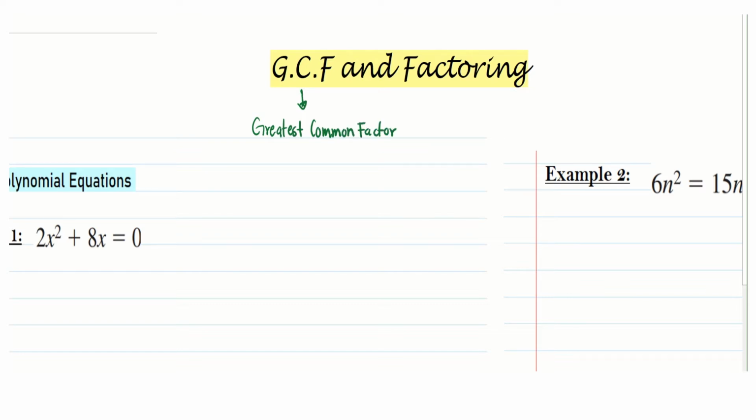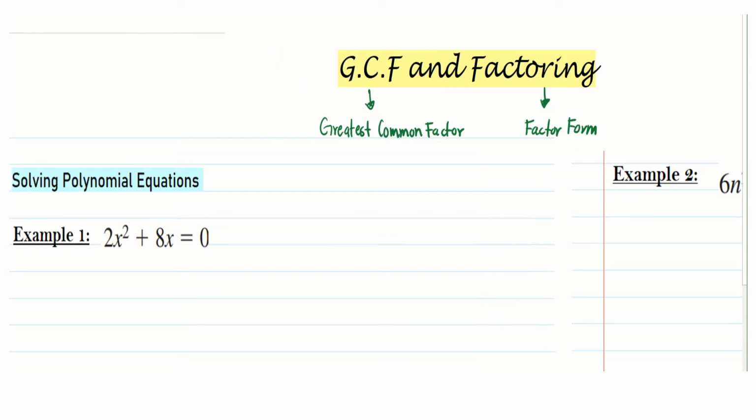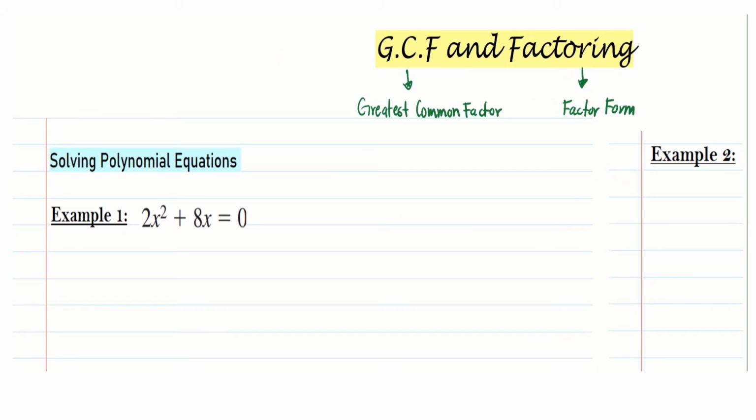So let's just remind ourselves what G.C.F. stands for, which is the greatest common factor. So we're going to be looking at each term and finding out what the G.C.F. is for both of those terms so we can put it in factor form. And factoring is the same thing as putting that expression, or in this case equation, into factor form.